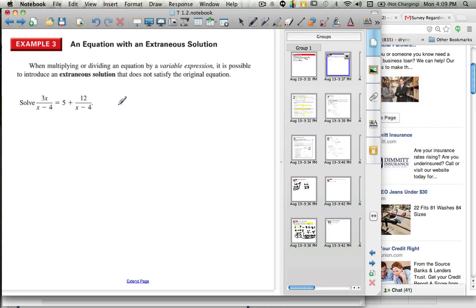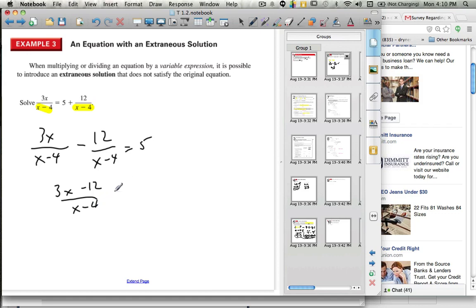If I work on solving this equation, I notice as I'm looking at the problem that these fractions have common denominators. Well, that's great. Why don't I just subtract 12 over x minus 4 from both sides? Equally, I could multiply both sides of the equation by the common denominator. And I'll probably show you what that looks like here in a second.